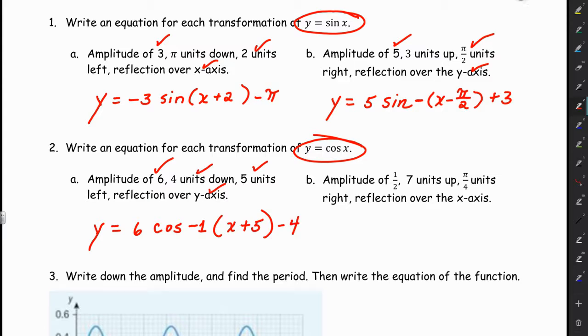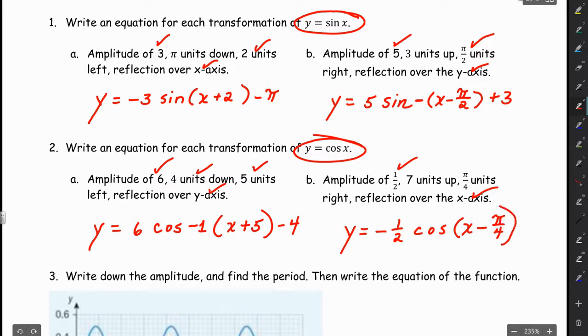All right, last one, letter B, amplitude of a half, 7 units up, pi over 4 right, and a reflection over the x-axis. So we have y equals a negative 1/2. It's cosine. We're going right, so we're going to do minus inside our parentheses, pi over 4, and then 7 units up.